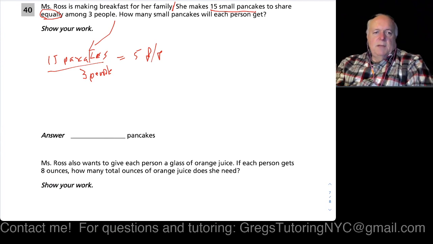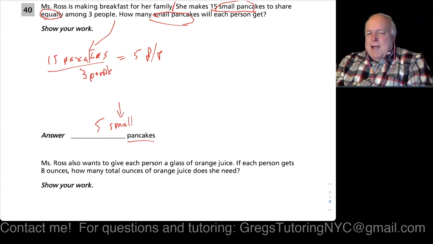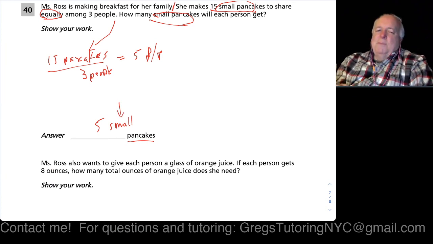How many small pancakes will each person get? So they kept the units the same. It's a small pancake here, it's a small pancake there. So the answer is 5. It's interesting because they left out the word small, so I think some kids could get upset and say, "Oh, the word small has to be there." That's not really what they're grasping for here. But technically, that would be the unit. It's not just pancakes; it's small pancakes. But since everything involved in the question so far involves that, then we're done.